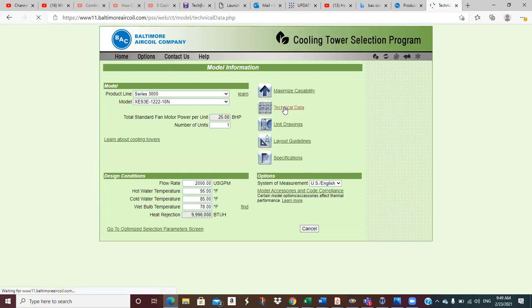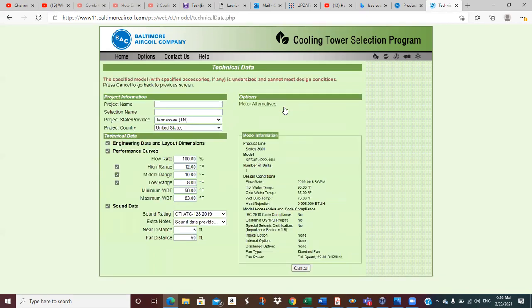Click on this. There you go. And then somewhere or other, you can put a project name and all that sort of stuff in here. This is stuff that could go on your plans, that sort of thing. You can print this stuff.